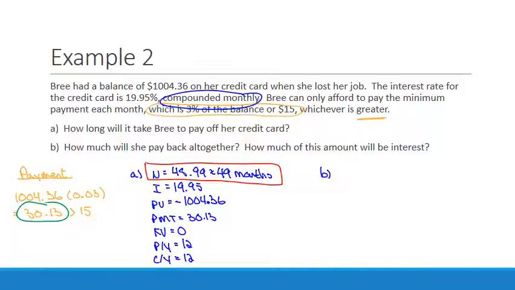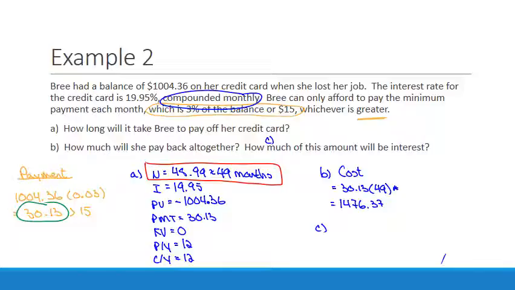B, how much will she pay back altogether, and how much of this will be interest? Okay, so how much is she going to pay back altogether? So to figure that out, and I'll write that as cost, once again, it's going to be our payments. So our $30.13 times the amount of payments, which would be 49. And sorry, I put a little kind of tick mark there. What would that equal? $1,476.37. And then I'm going to call this C, even though it's not really C.